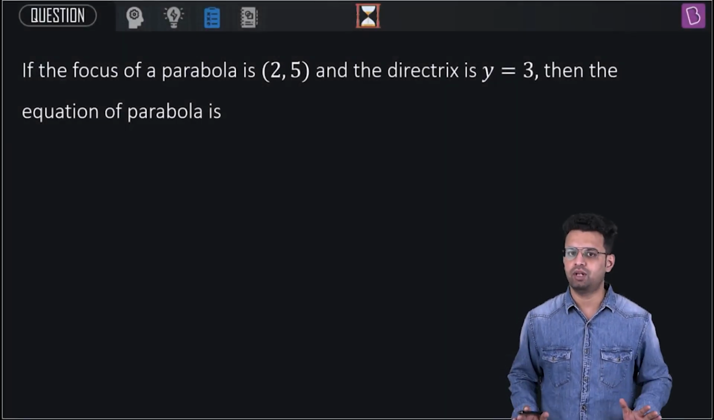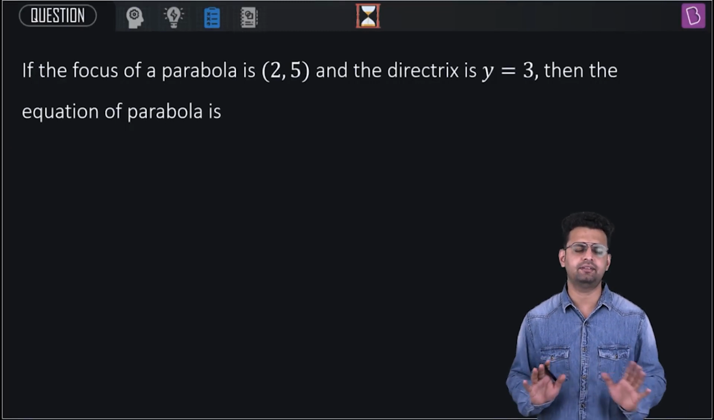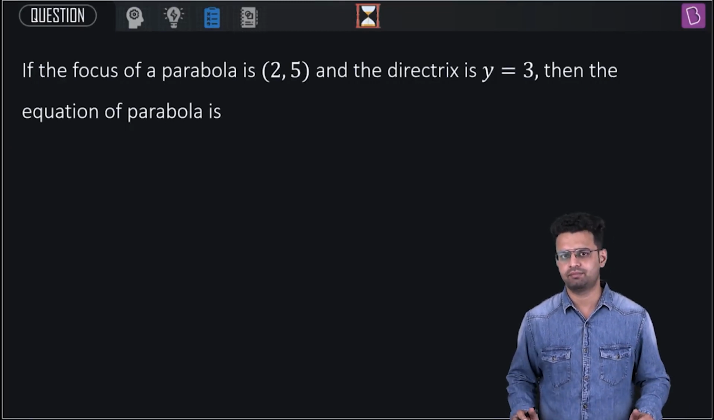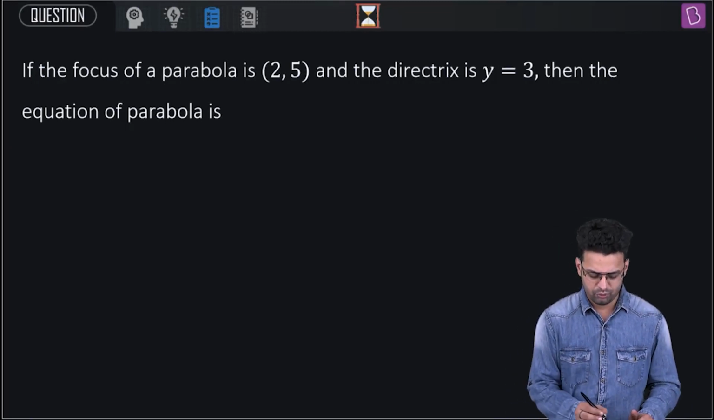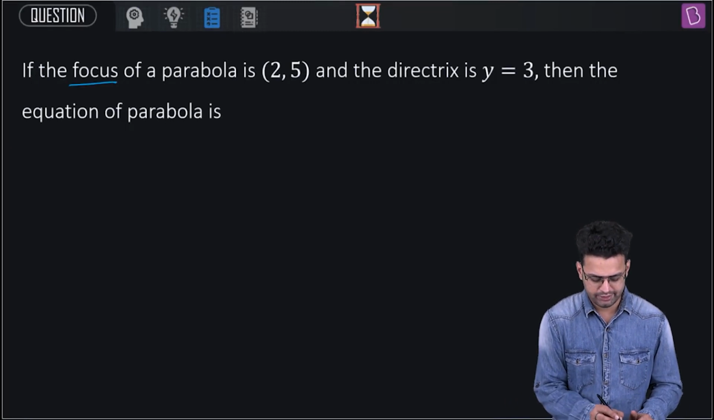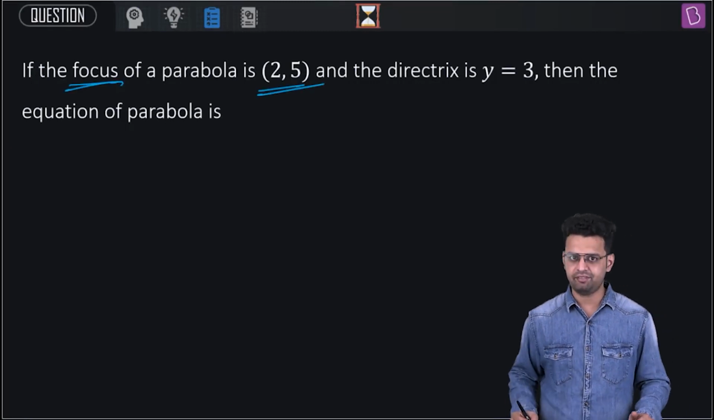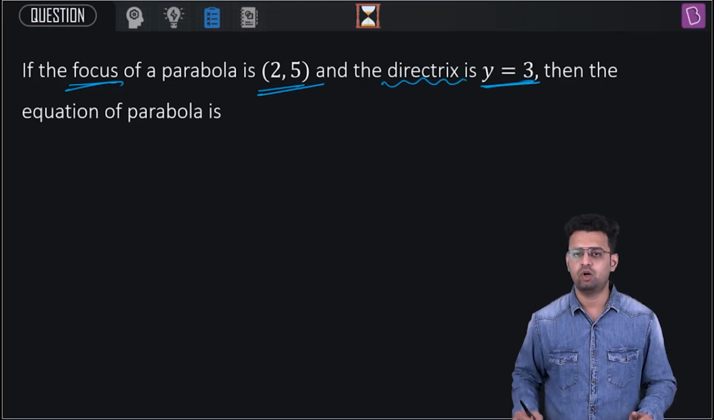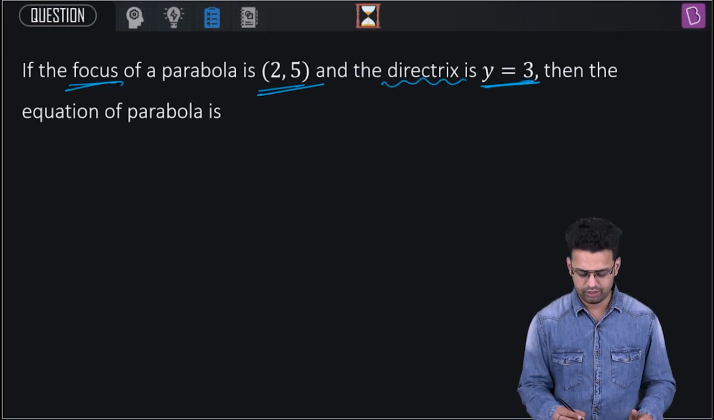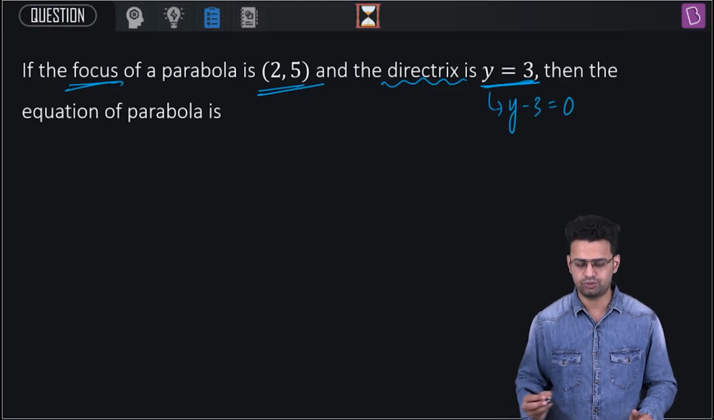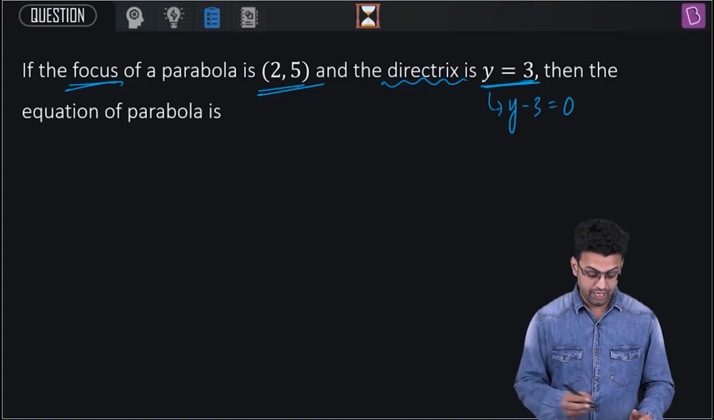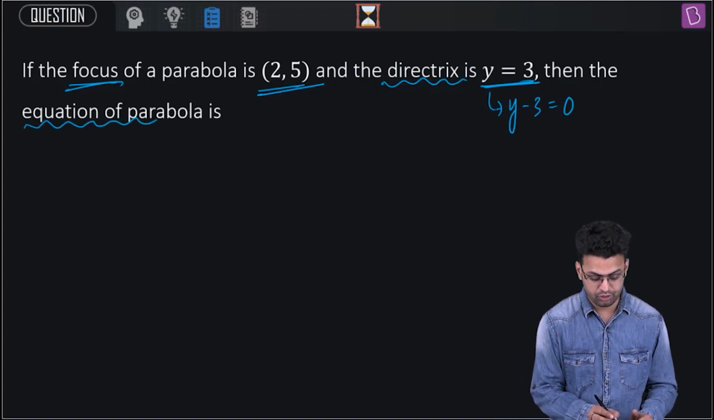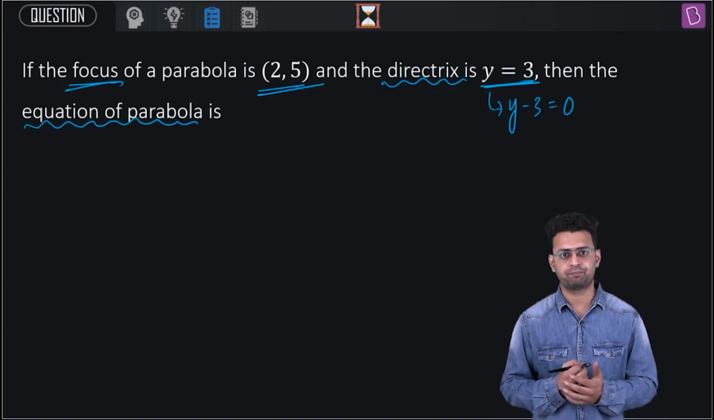We have a parabola whose focus and the equation of directrix is given, right? If you look carefully, the focus is given at (2, 5) and the equation of directrix is given as y = 3, or you can say that it is nothing but y - 3 = 0. Correct? We have to determine the equation of that parabola.